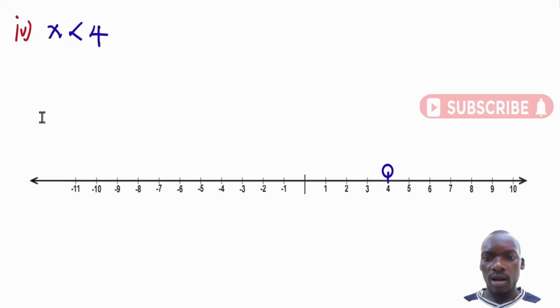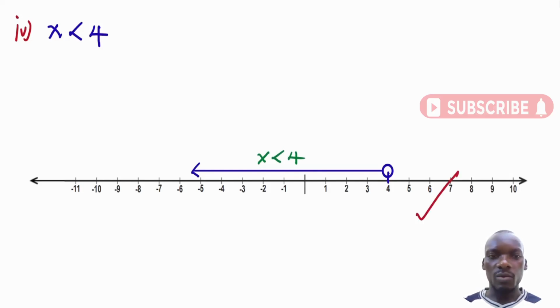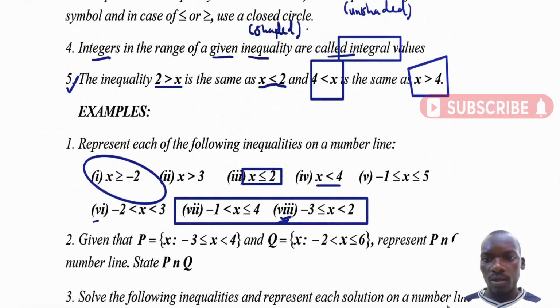Then we ask ourselves, still, of 3 and 5, which one is less than 4? The answer is 3. That means it's going to take on this direction and it does not end. So we put the arrow, and the inequality we have represented is x less than 4. This therefore becomes our correct answer for Roman numeral 4. We can now proceed to our Roman numeral 5, which is negative 1 less than or equal to x less than or equal to 5.